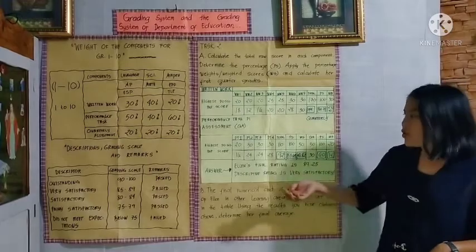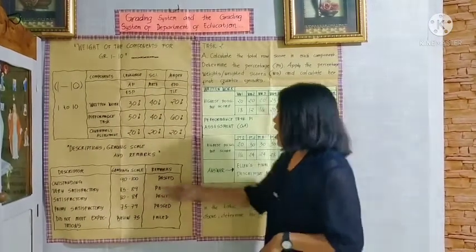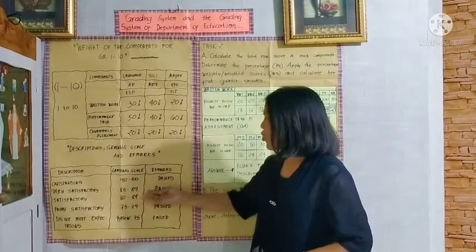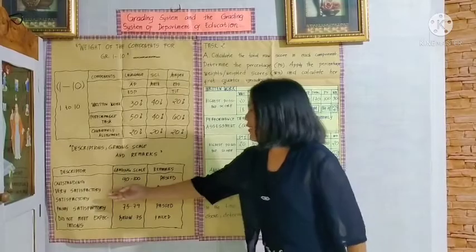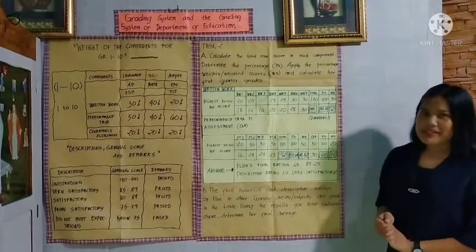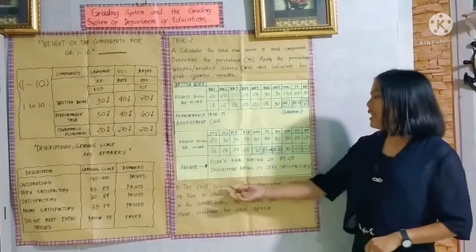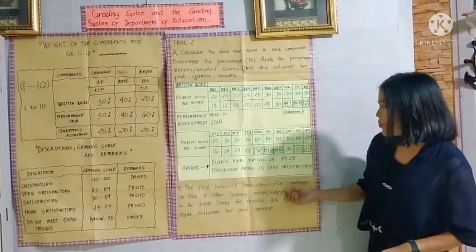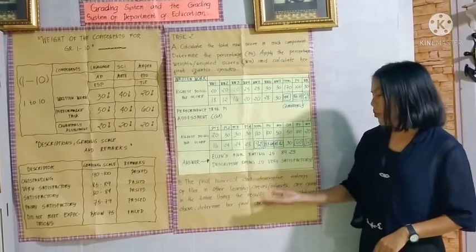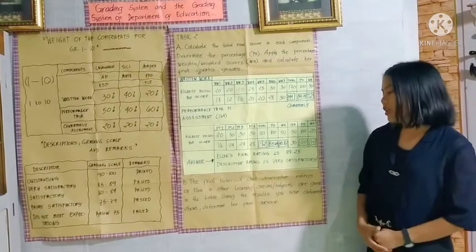So we have to look here in the description, grading scale and remarks. So 89.25 belongs to very satisfactory, and her final rating is passed. So let's proceed to task 2B. The final numerical and descriptive ratings of Ellen in other learning area subjects are given in the table. Using the results you have obtained above, determine her final average.